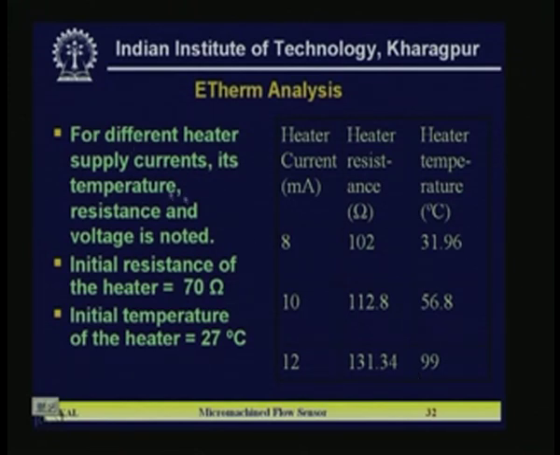The thermal analysis has been carried out, and the parameters are like that. For different heater supply currents, the temperature, resistance and voltage are noted. The initial resistance of the heater is 70 ohm and the initial temperature is kept at 27 degree centigrade. Now, these are the changes. The heater current is the power supply to the heater. If you change it from 8 milliampere to 10 to 12, the heater resistance will also change, and the heater temperature is 31.96, 56, and 99 degree centigrade, which we can get from the thermal analysis.